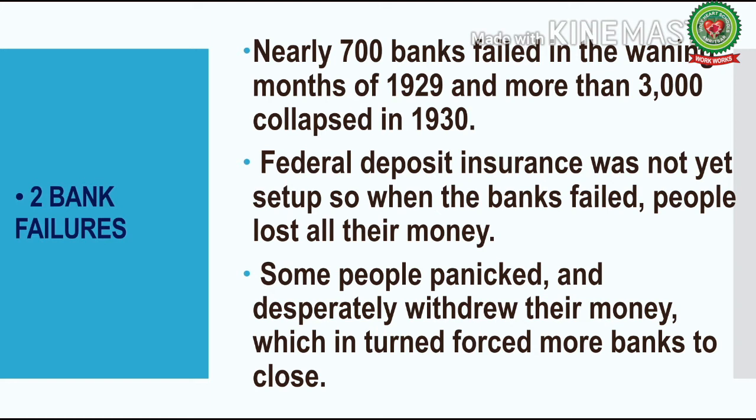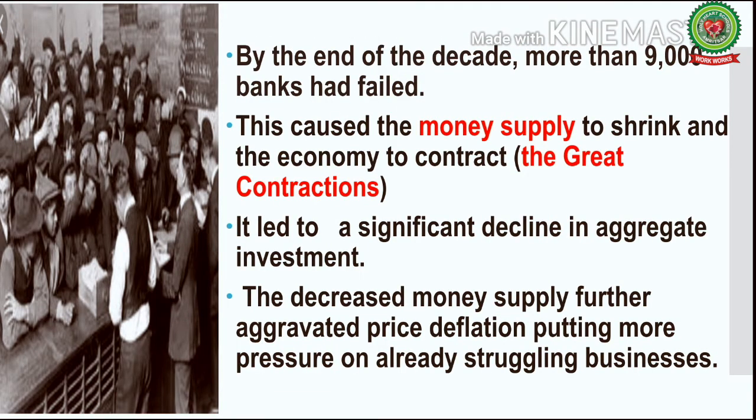As the share market collapsed, the banks naturally collapsed. Out of fear, people wanted to take away the money they had deposited in the banks. So banks literally did not have any funds. By the end of the decade, that is 1930, more than 9,000 banks had failed. This caused the money supply to shrink and the economy to contract. As the banks had failed, circulation of money in the economy stopped. This caused a contraction, a depression in the form of the Great Contraction in the economy.